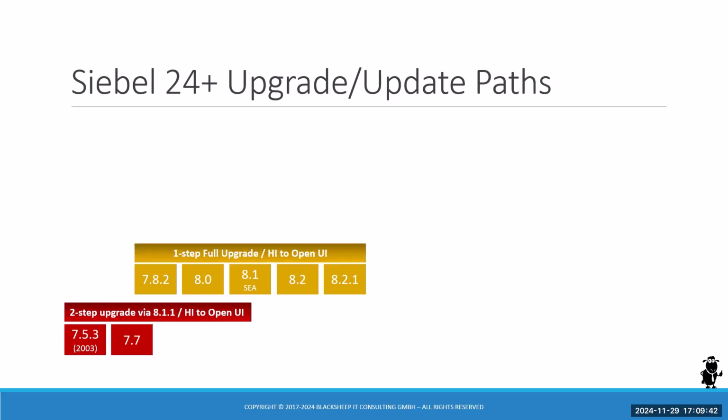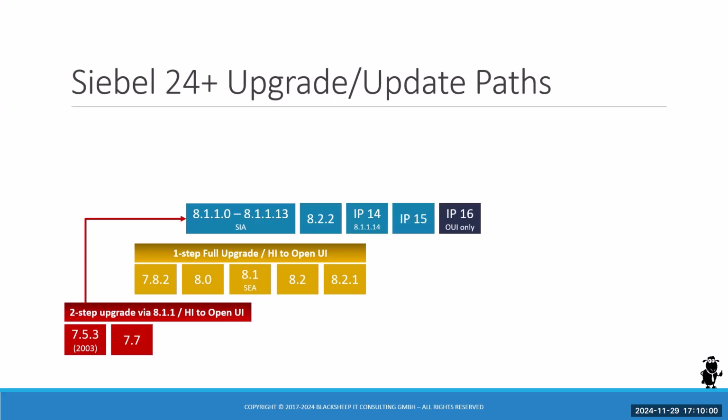And you see those one-step upgrade versions are all supported by the Upgrade Factory now, all the way from 7.8 to 8.2, the mystery version, let's call it that. And 811 is the first where we had the first kind of innovation pack. It was never really called officially, I think, IP 13, or was it? And it introduced, of course, OpenUI. So it was that era of Siebel going all the way up to IP16.